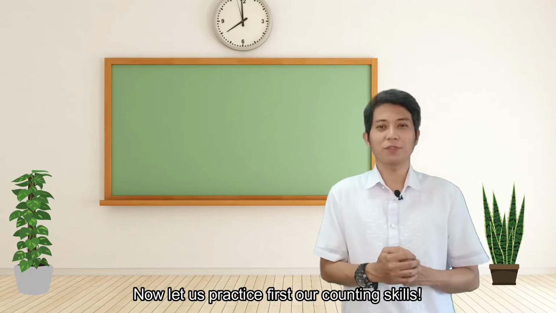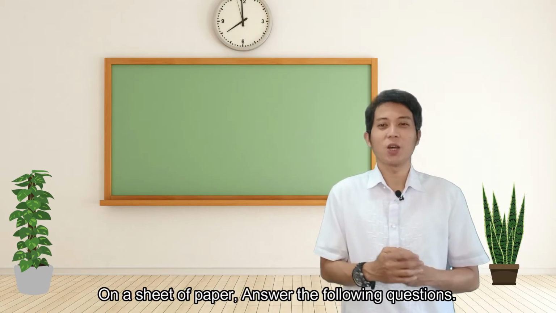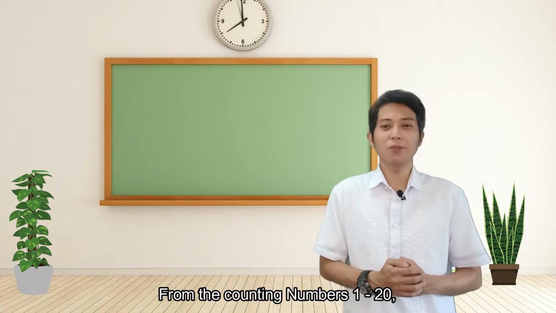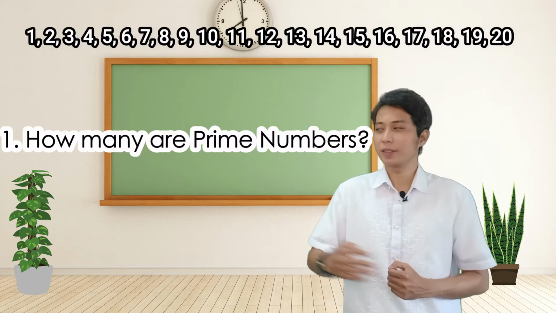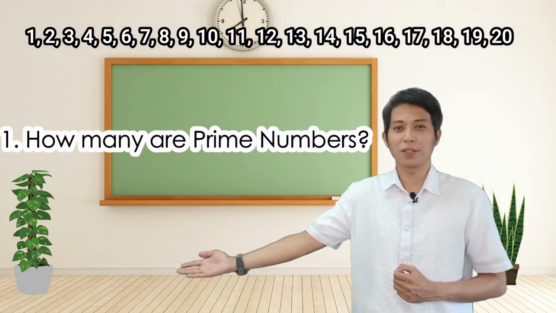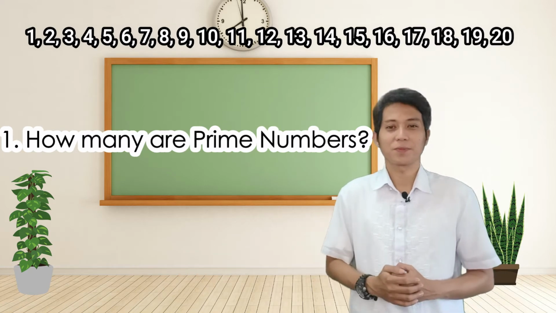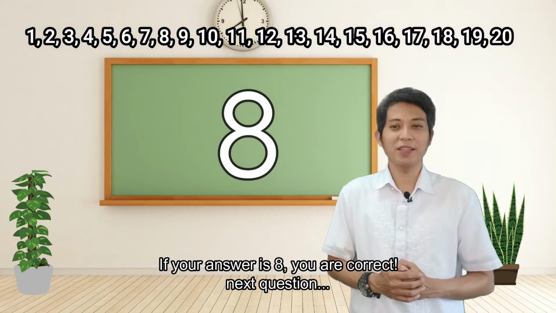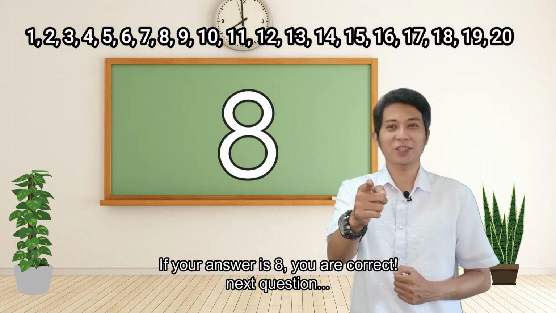Now, let us practice first our counting skills. On a sheet of paper, answer the following questions. From the counting numbers 1 to 20, number 1. How many are prime numbers? If your answer is 8, you are correct. Next question.